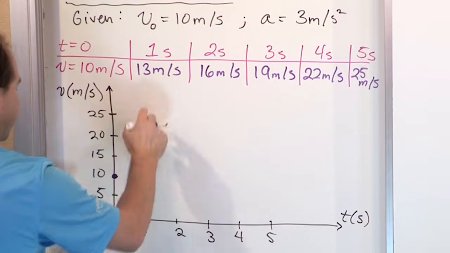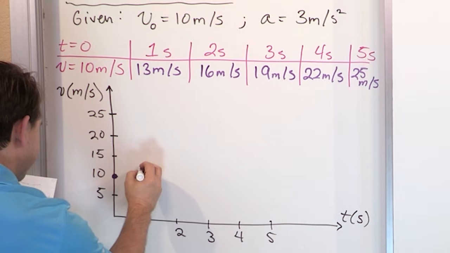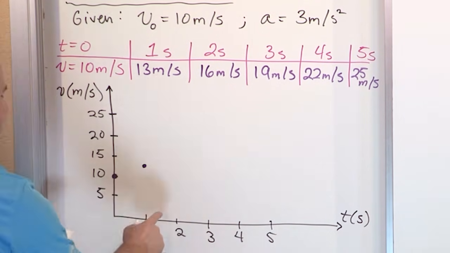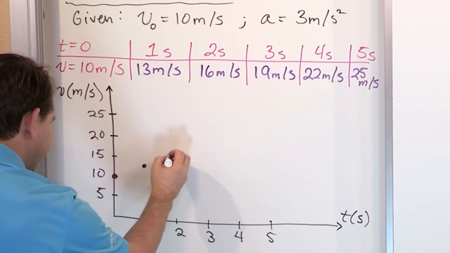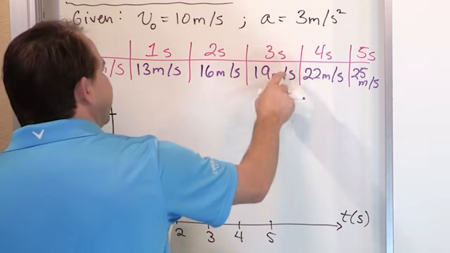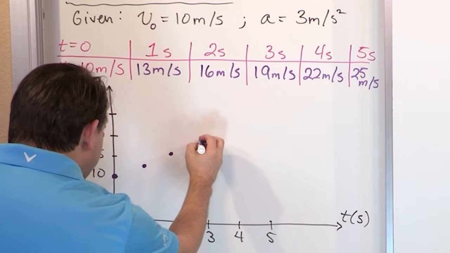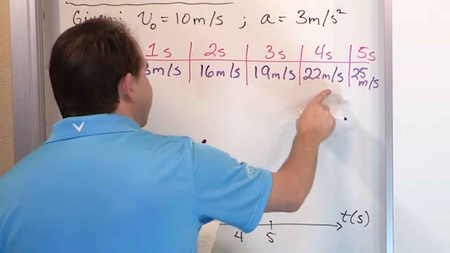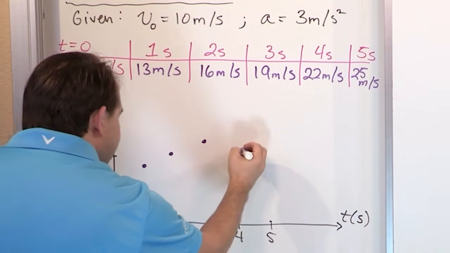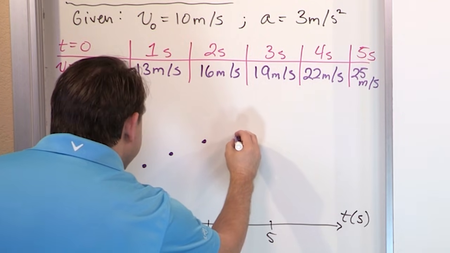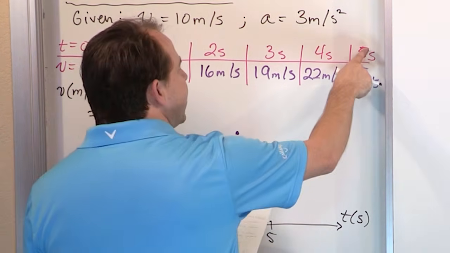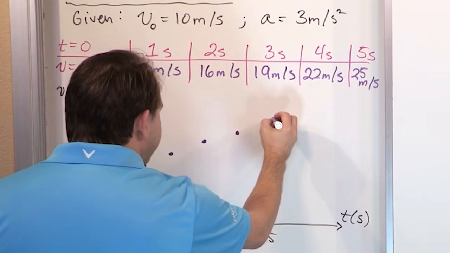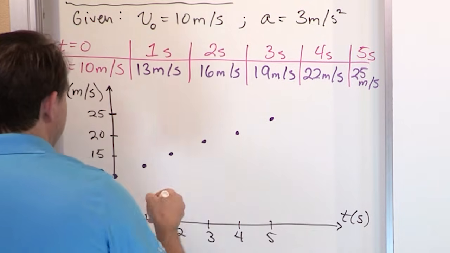At 1 second, I'm going 13. That's about right there. This is not going to be totally exact, but that's pretty close. At 2 seconds, I'm going about 16. So here's 15, and 16 is just a little bit above that. At 3 seconds, I'm going 19. There's 20, so I'm going to go just a hair below that. At 4 seconds, 22. Here's 20, and I'm a little higher than that at 22, roughly something like this. And then at 5 seconds, it's 25. So I'll go up here, all the way up at 25, the very top. It looks like this point was a little low, but anyway, you get the point.